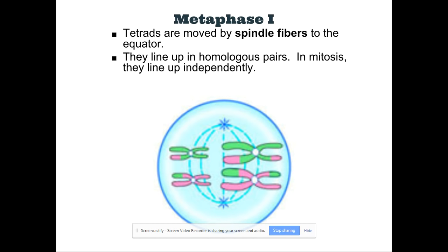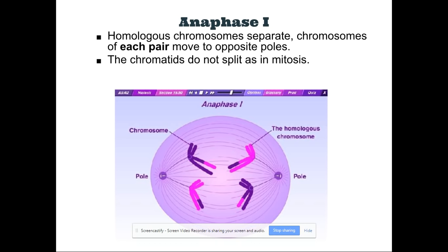Metaphase 1, all the metaphases are pretty much the same. The tetrads are moved to the equator or the middle of the cell. They're going to line up independently of one another, so they're not predetermined where they're going to go. They line up individually in mitosis, and they're going to line up in pairs in meiosis. So that's a little bit different.